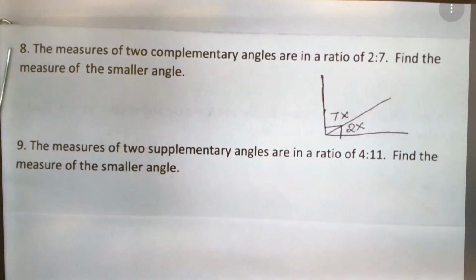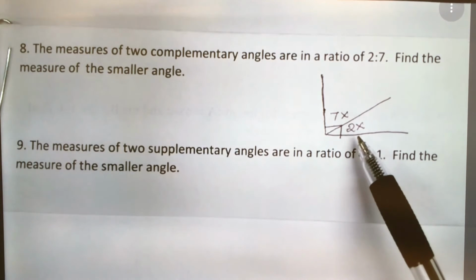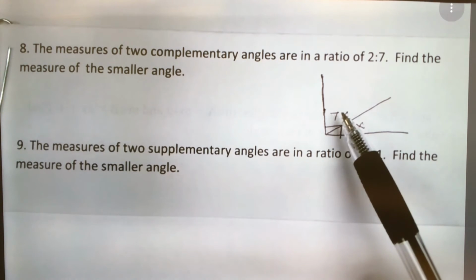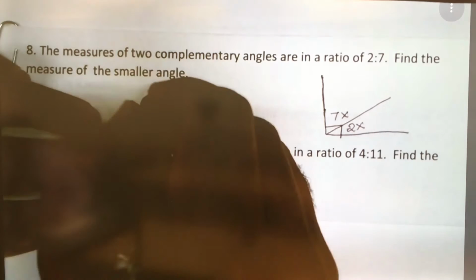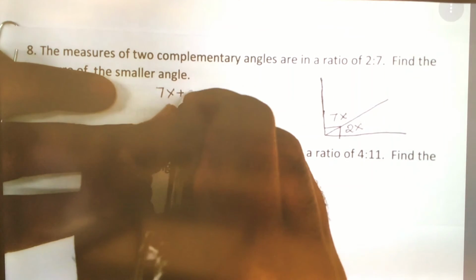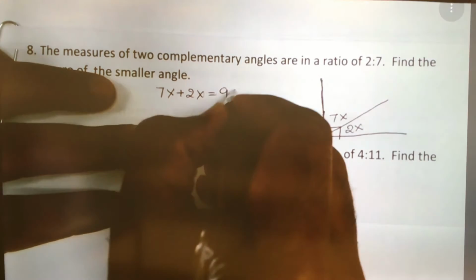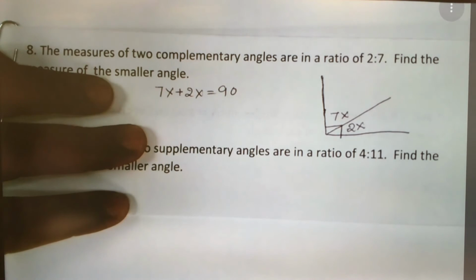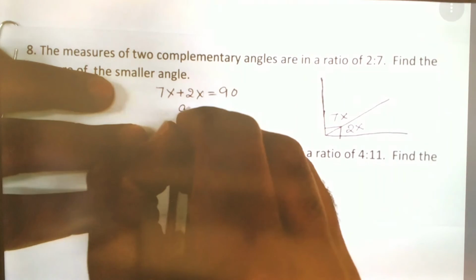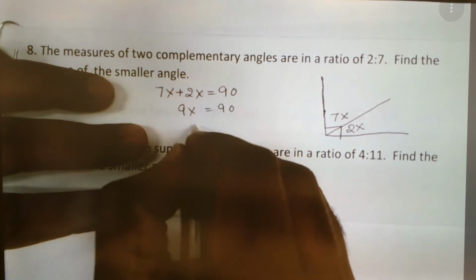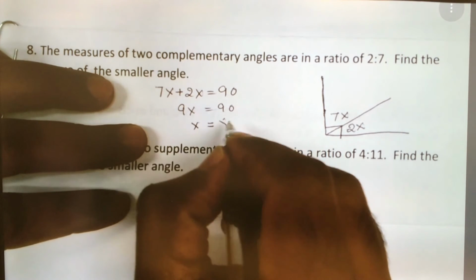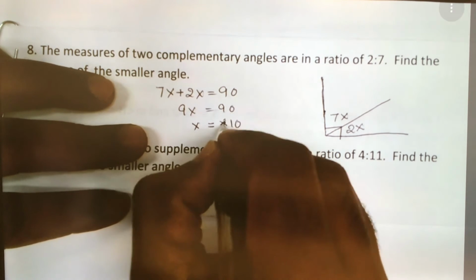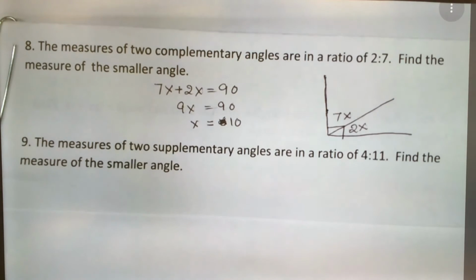Now this question looks like a familiar one. I have 2 angles, the expression for the first angle is 2x and the second angle is 7x. They together add up to 90 because they are complementary. So I can write the equation 7x plus 2x is equal to 90. When you solve, I can combine the like terms. So 9x is equal to 90. That means I have to divide by 9 on both sides. I will get x is equal to 10. So I have the value for x.